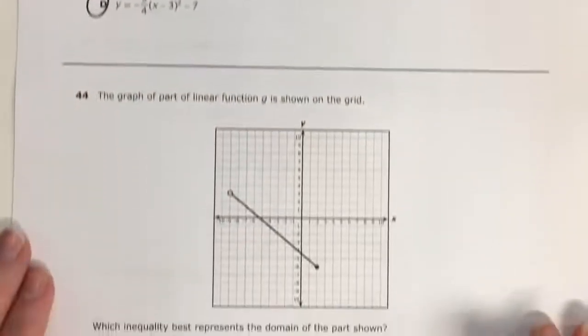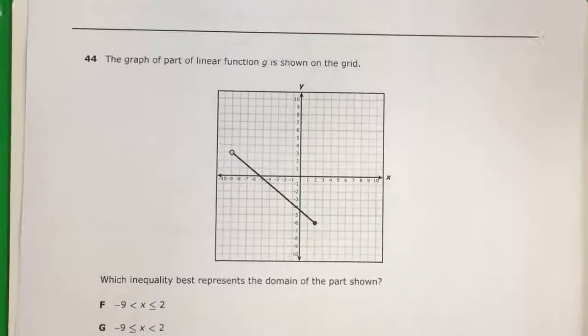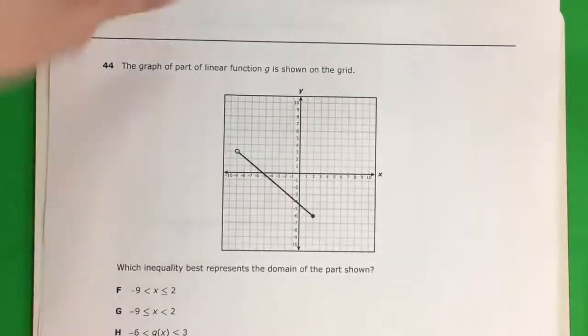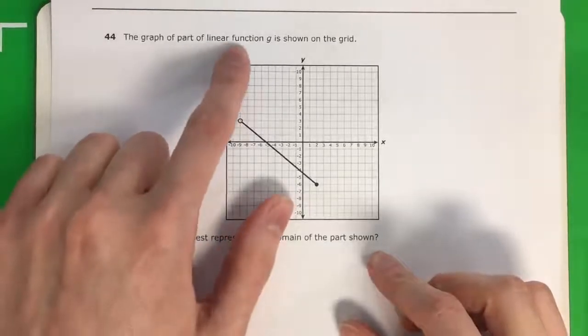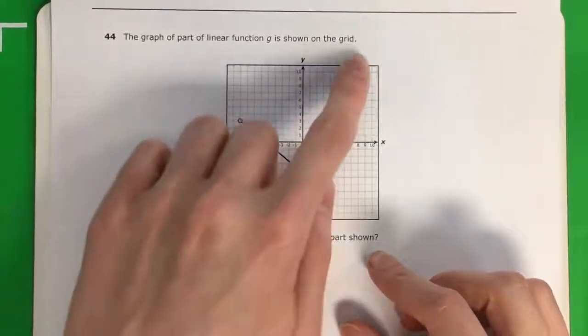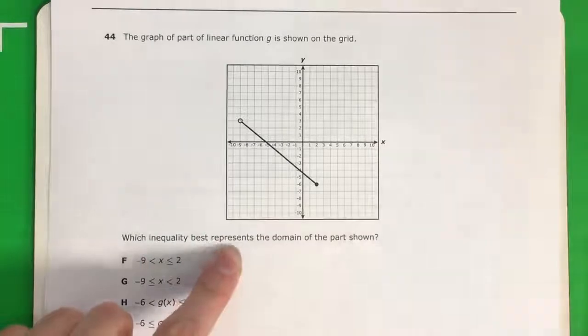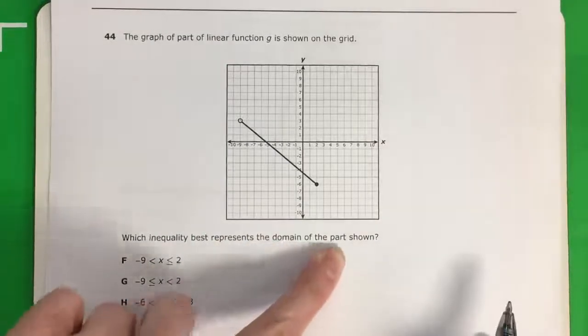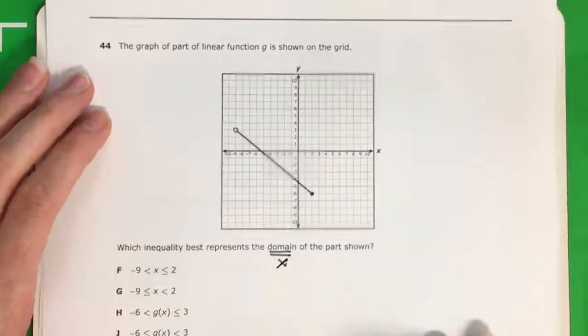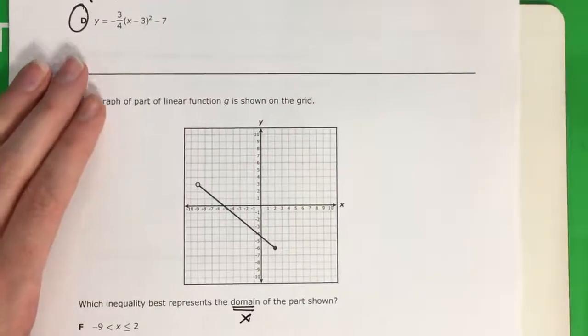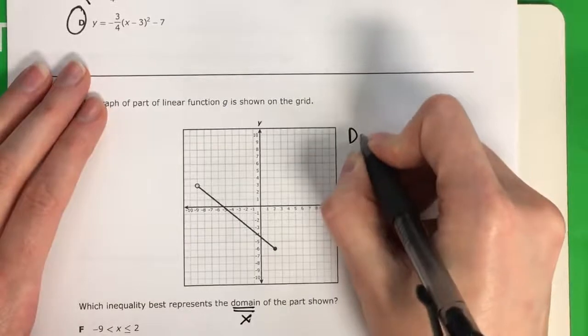Number 4. Zoom out. Okay, number 4. The graph of part of linear function g is shown on the grid. Which inequality best represents the domain of the part shown? So I want the domain. Domain is x. I'm going to find the domain and the range just for extra practice.